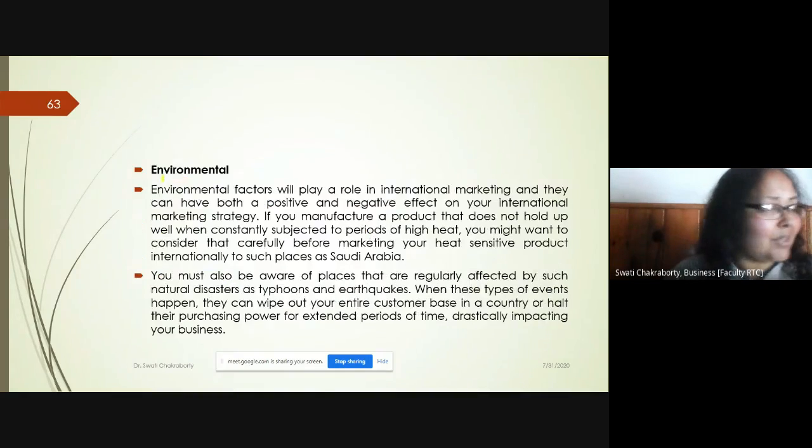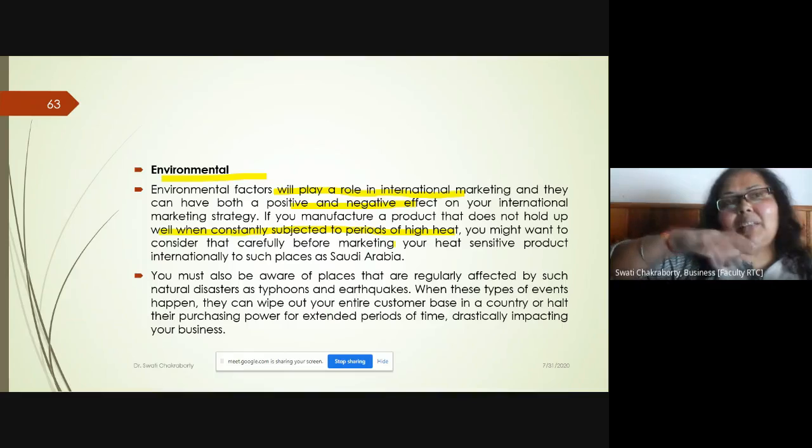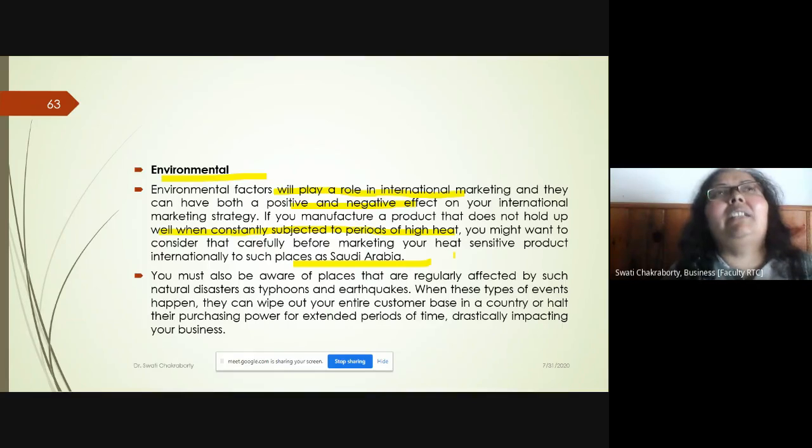Environmental. Next comes up is environmental. Now, environmental factors also play a very big role. They can have both positive as well as negative effects, right? So suppose you're manufacturing a product that does not go well when the temperature rises, then you can have problems with your product. It is not compatible with high heat, it is very heat sensitive, so it's going to be difficult, especially if you are marketing these products in the Middle East. So it needs to be very careful.